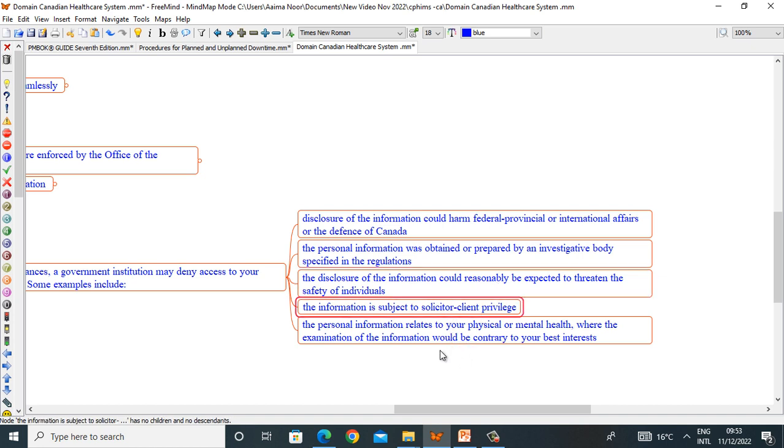the information is subject to solicitor-client privilege; or the information relates to your physical or mental health, where the examination of the information would be contrary to your best interest.